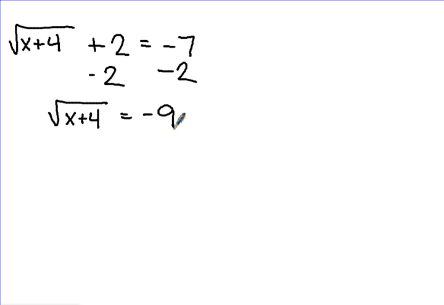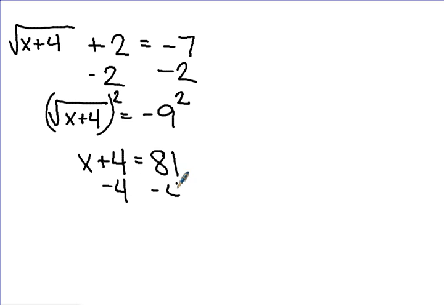Again, to get rid of that square root, we square both sides. And the square root of x plus 4, squared, is x plus 4. Negative 9 squared is 81. And to solve for x, we're going to subtract 4 from both sides. And x is equal to 77. Okay, that's the answer. Now we need to check it to see if it's a solution.